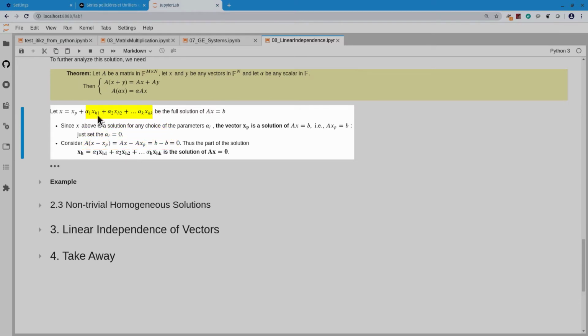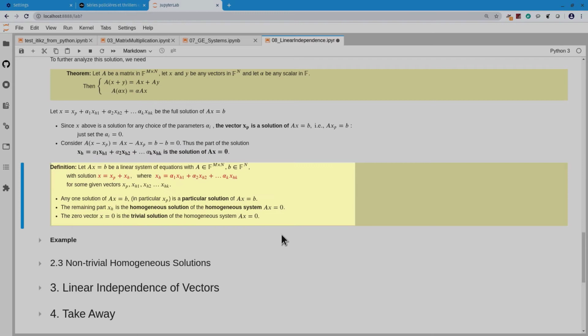But x minus xp, that's the expression multiplied by the alphas. So that expression multiplied by the alphas is the solution of Ax equals 0. We give that solution a name. We call this the homogeneous solution to the homogeneous problem, Ax equals 0. We have this definition: any one solution, in particular xp, is called a particular solution of A.